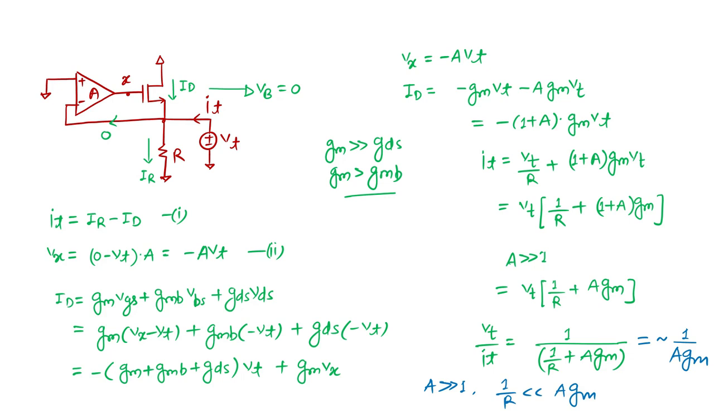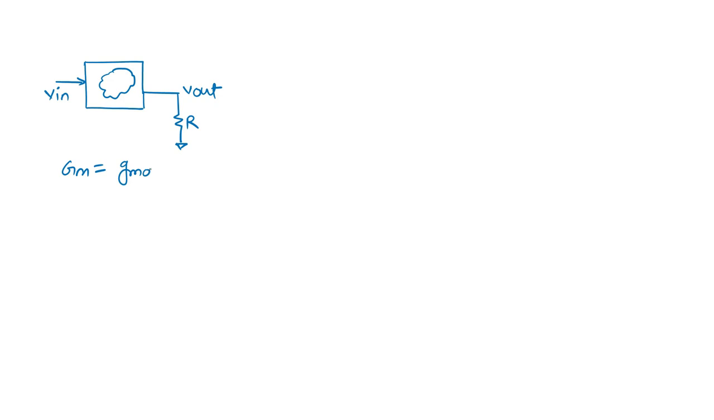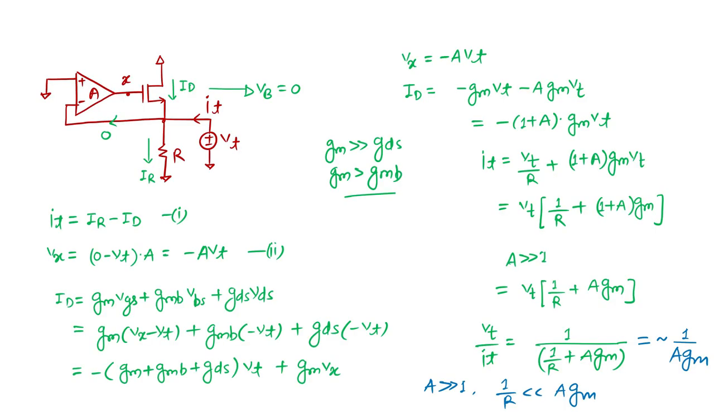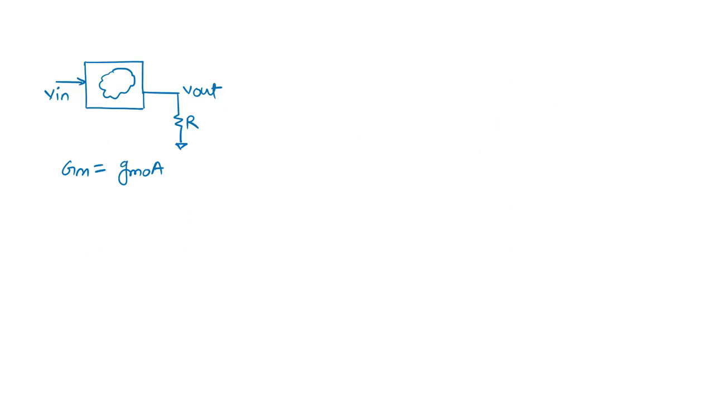So now what we got for the complete structure, this is my complete structure. Whether it is gain boosting or not, I will not consider this thing. But yes, here I am applying my input. What the mechanism is here, I don't care. And here I am getting my output across the resistor R. So what I got here is GM naught times A. GM got modified, GM times A. And R out I got as 1 upon A times GM naught.